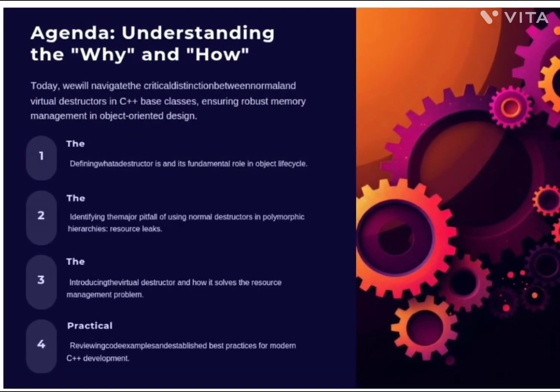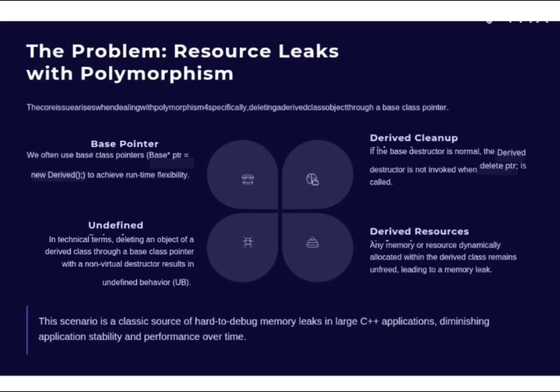The problem: resource leaks with polymorphism. Base pointer usage. We often use base class pointers, Base* ptr = new Derived(), to achieve runtime flexibility. Undefined behavior, UB. Derived cleanup is skipped if the base destructor is normal. The derived destructor is not invoked when delete is called. Derived resources unfreed. Any memory or resource dynamically allocated within the derived class remains unfreed, leading to a memory leak. This scenario is a classic source of hard-to-debug memory leaks in large C++ applications, diminishing application stability and performance over time.